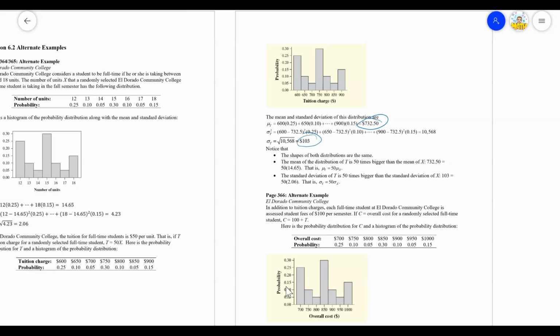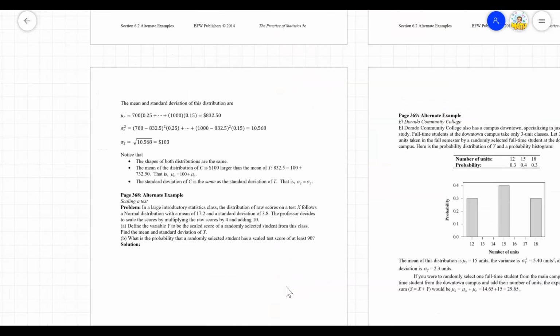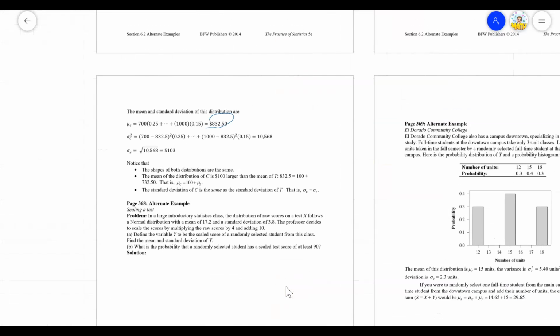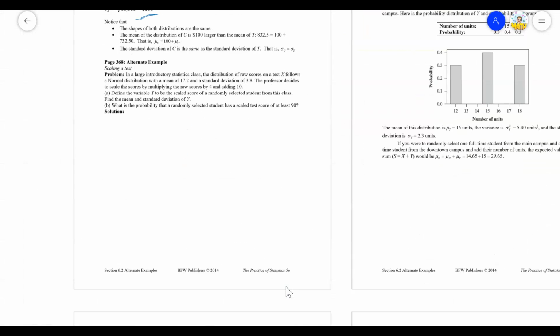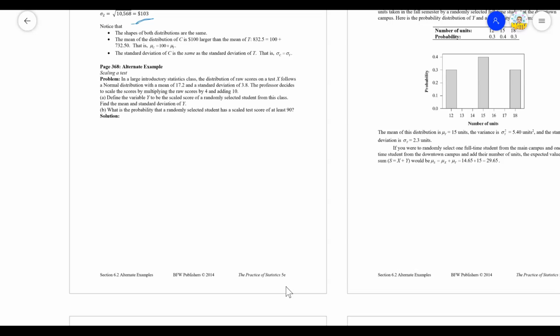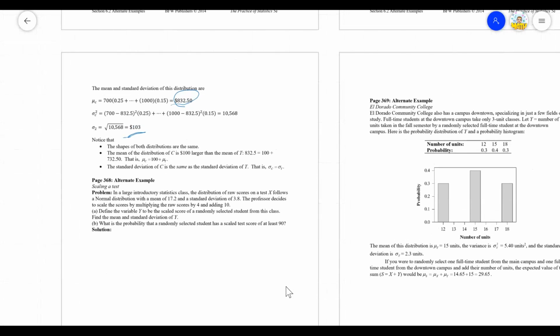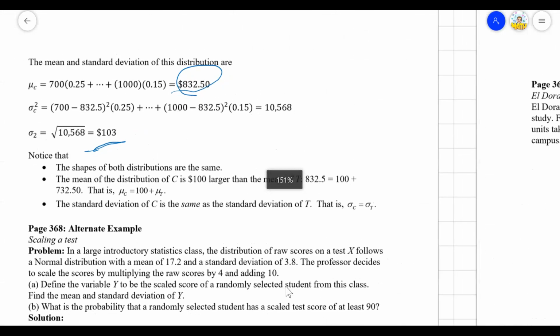Now when we've added 100 to everything, the mean has been increased by 100 as we'd expect. It went from 732.50 to 832.50. But notice the standard deviation has not changed, right? It's still 103, okay? And the shape doesn't change from either of those transformations. So that's the second big takeaway. When we add or subtract a constant, it only affects measures of center, not spread, okay?